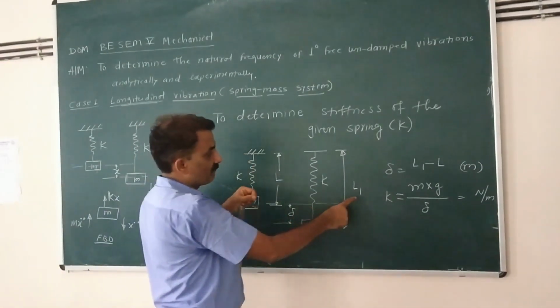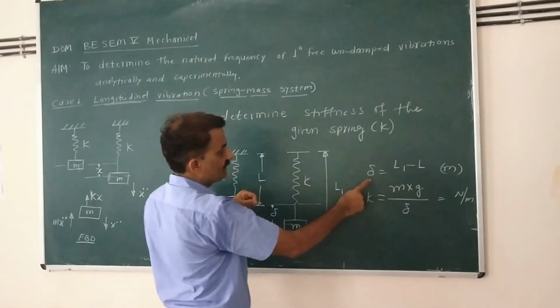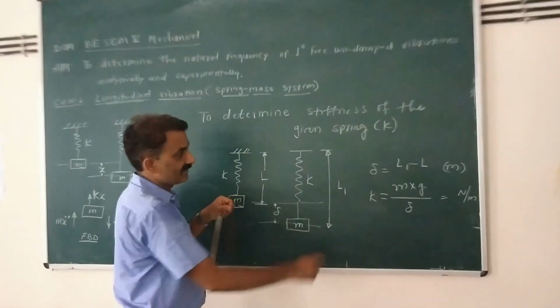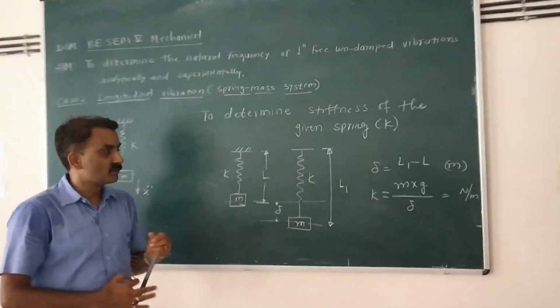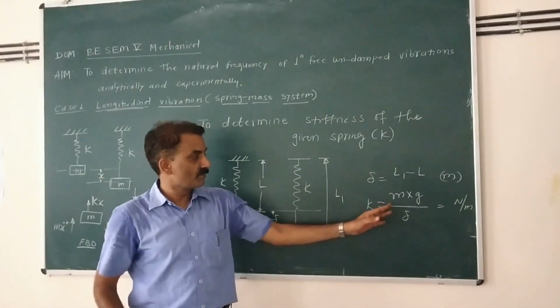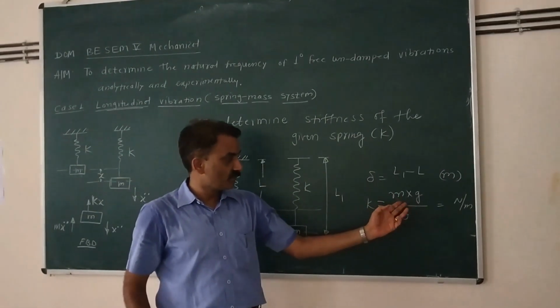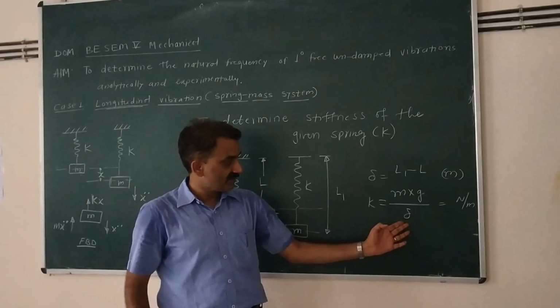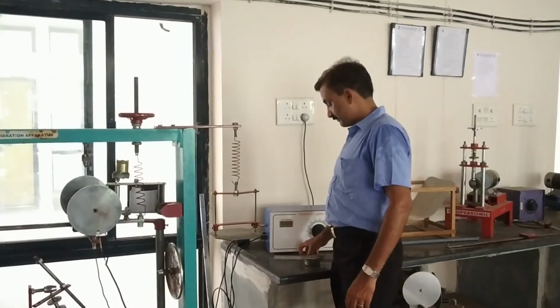If we subtract L1 minus L, so final length minus initial length, we get the value of delta, that is the deflection in the spring, and we know that the stiffness is equal to force per unit deflection. So mass m multiplied by g, 9.81, gives us the force or load, and divided by deflection, we get the value of stiffness. Now we will perform the experiment.